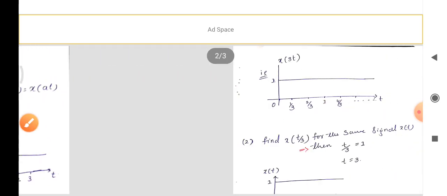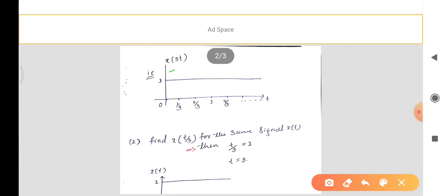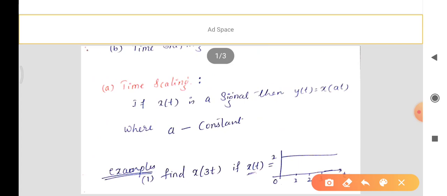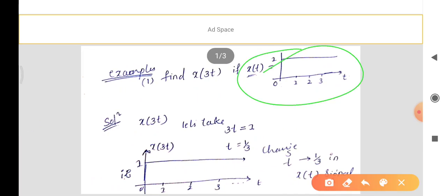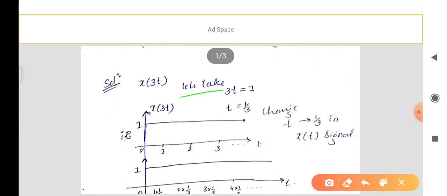When finding this, this is your x of t. So for this x of t, let's take what they have asked us to calculate, 3t. Let's take 3t equal to 1. Because this is a multiplication with respect to time, we have to take 3t equal to 1.